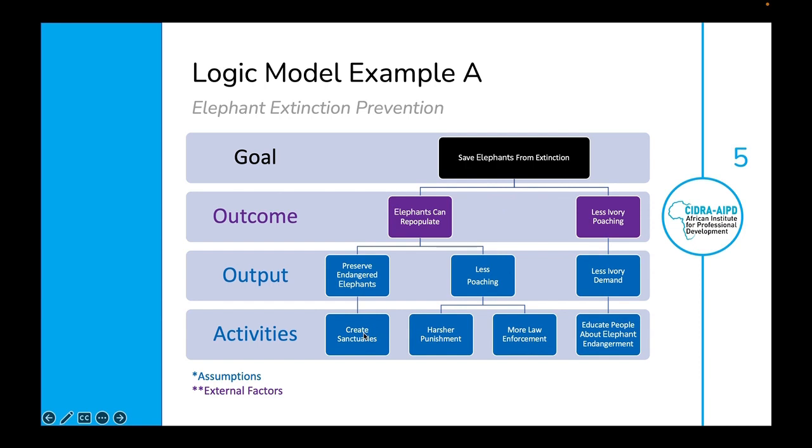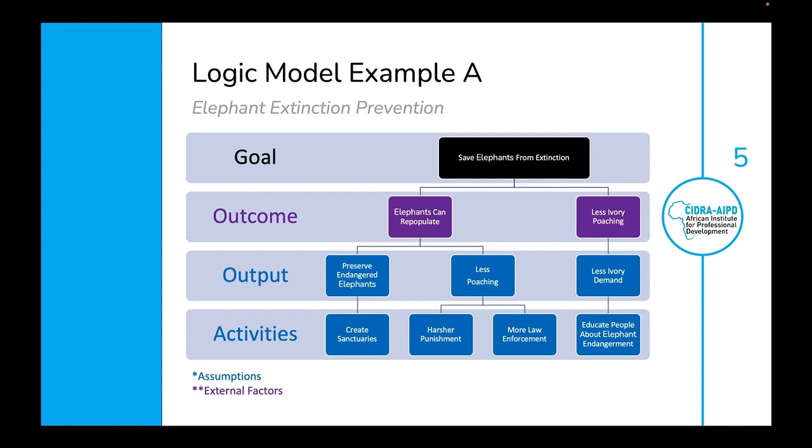The output from these activities should be to preserve endangered elephants in terms of creating sanctuaries, and less poaching from harsher punishment and more law enforcement, and less ivory demand if you educate people about elephant endangerment and what that really means for the ecosystem at large.